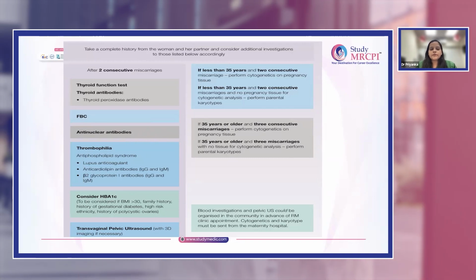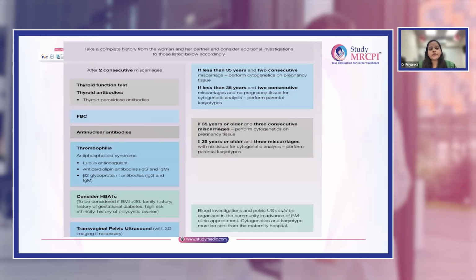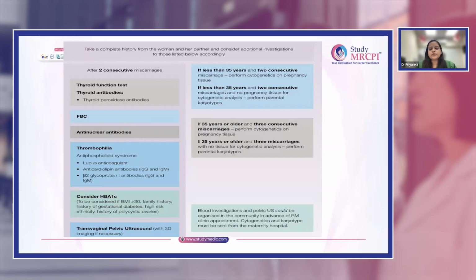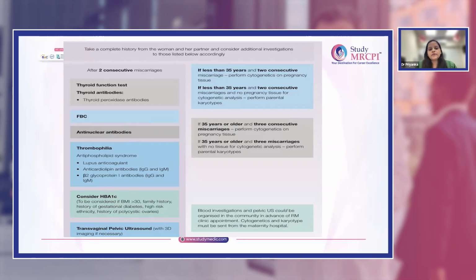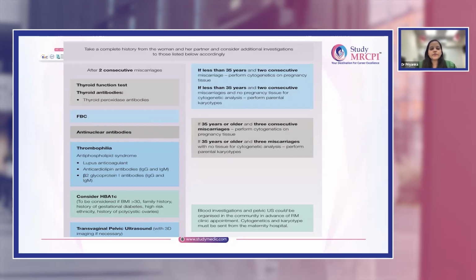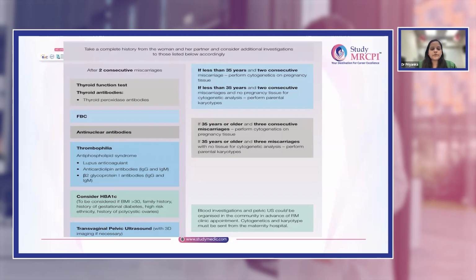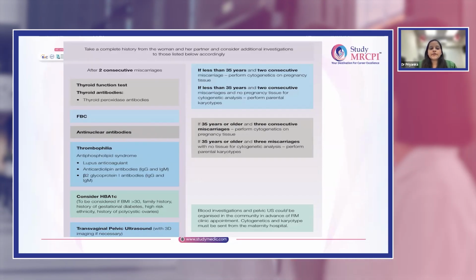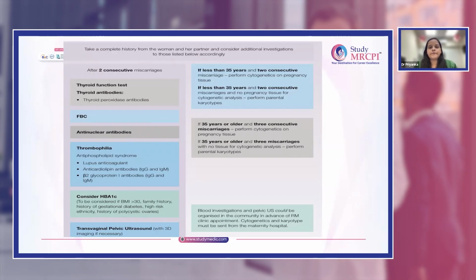We also do HbA1c. The guideline says HbA1c is selective, especially for those who have a high BMI, or a previous obstetric history of gestational diabetes, a high risk ethnicity group, a family history, or a history of PCOS. In that case, we need to do HbA1c. A transvaginal pelvic ultrasound scan should be done, and if available, 3D facility.